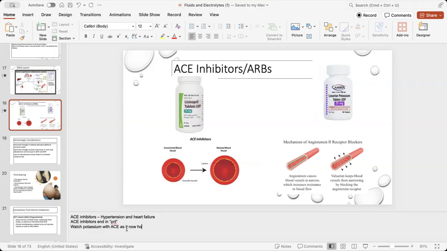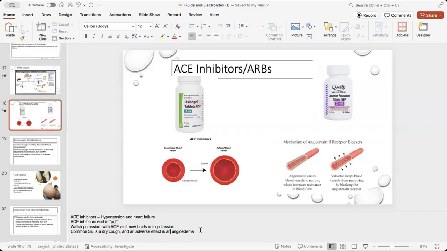Common side effect, dry cough. Is it going to kill you? Is it going to be annoying? Not common, but what is an adverse effect that can sometimes happen with a prill? Angioedema. Yep, you have to watch for angioedema. All right.